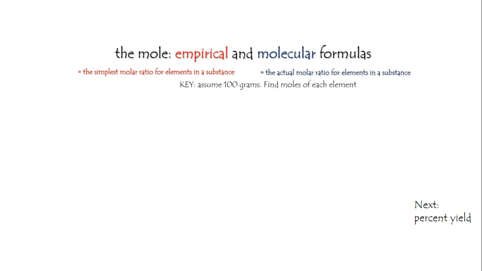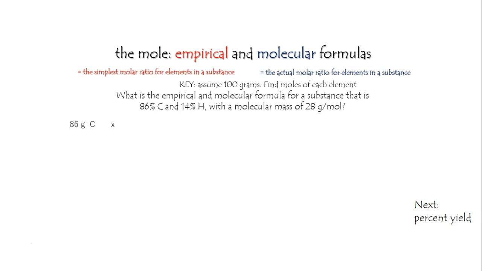If you assume 100 grams in a sample, you're good to go. The reason is because you get percents. The question is, what's the empirical and molecular formula for a substance that has 86% carbon and 14% hydrogen by mass with a molecular mass of 28 grams per mole? A lot of lingo, right?